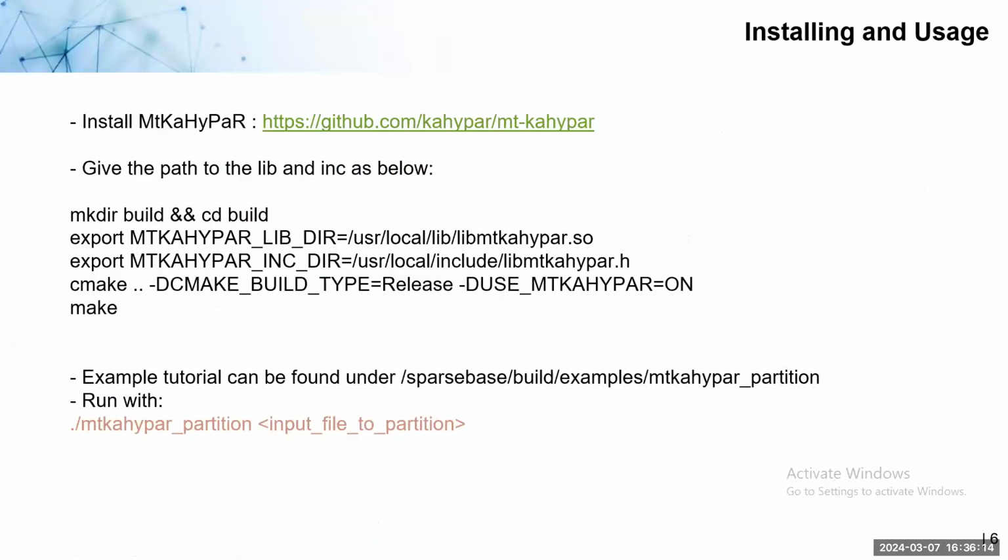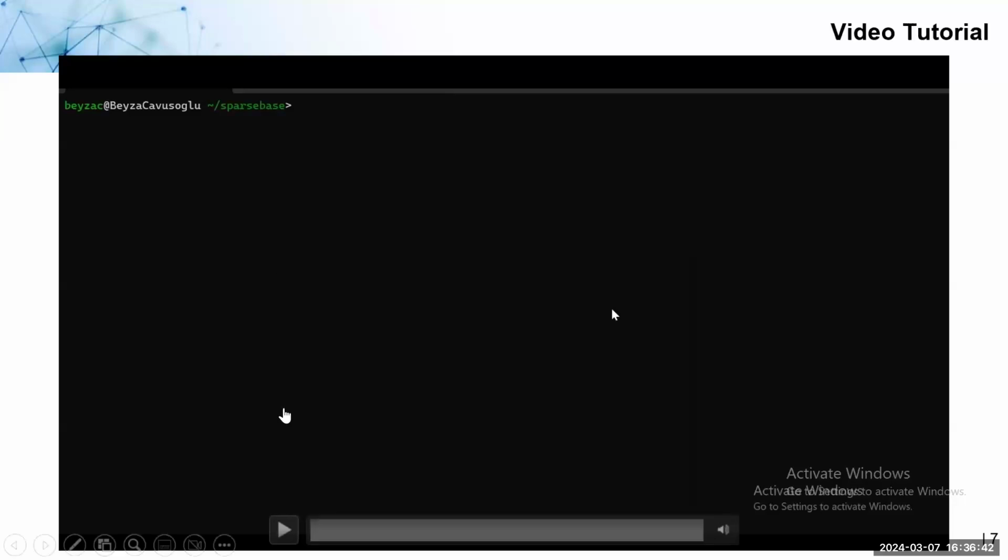So all you need to do, as I said, this is already in SparseBase. You need to install MTK-par, and then under the build, you need to give the library and include paths. And when you make, you will be able to use it. I already put an example tutorial under SparseBase build examples MTK-par partition. You just need to run it and give it an input file. I will show you a quick demo of how we can do this.